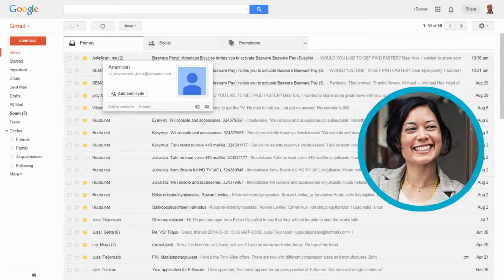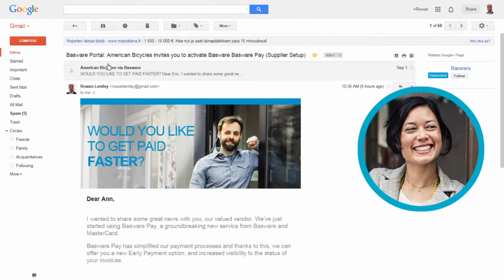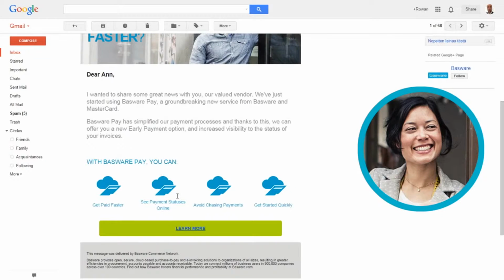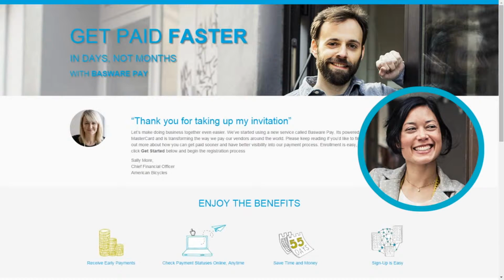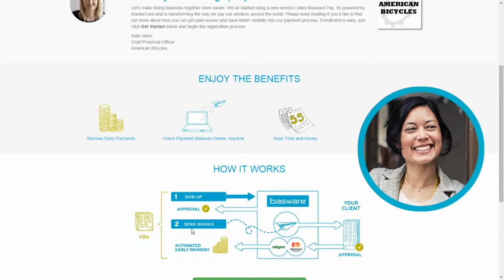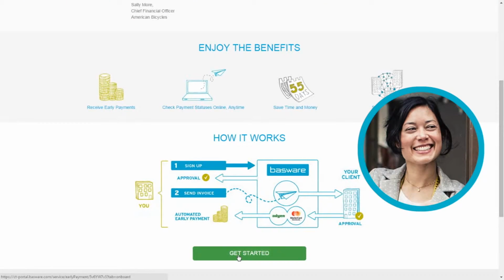John's email gives Anne the highlights of the Basware Pay solution and how it will impact Anne and her cash flow requirements. Early payment as well as rich remittance data solve two of Anne's biggest payment-related issues. Anne clicks through to find out more information. At this point, Anne can get to see just how the service works, what is required from her, and how to proceed. The Basware Pay service works like this.